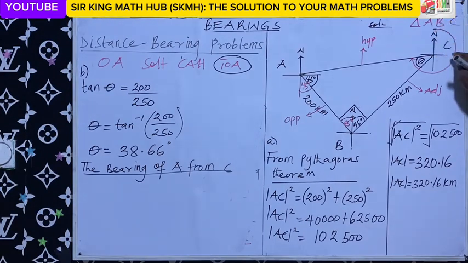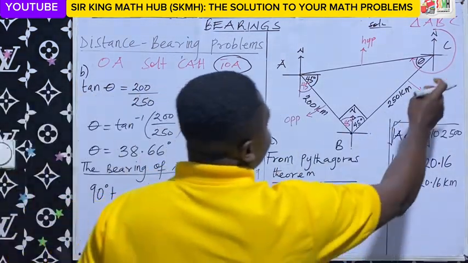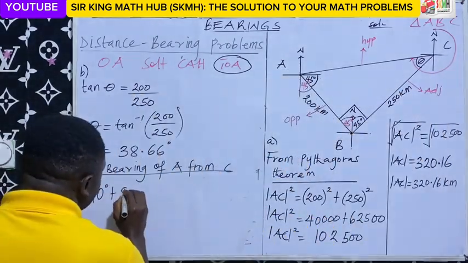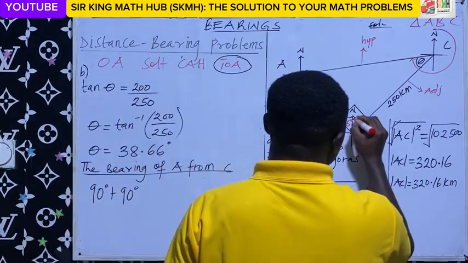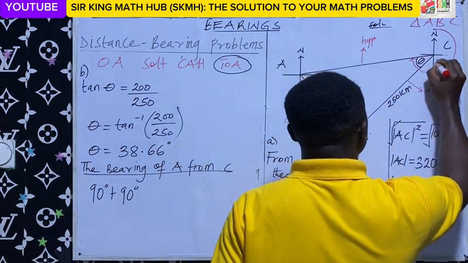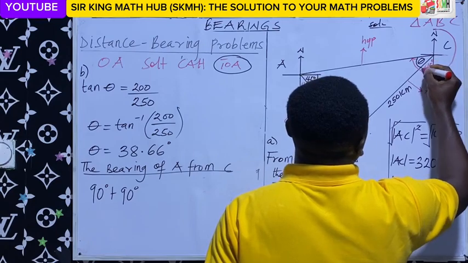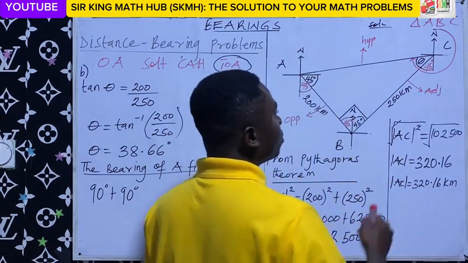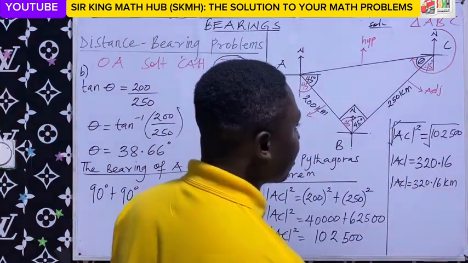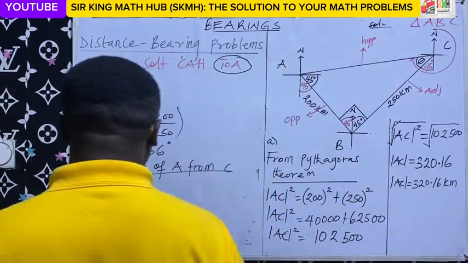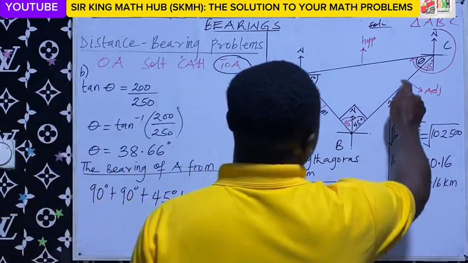From the geographical north to the east, that angle measures 90 degrees. From east to south, 90 degrees. What angle is here? If this angle here measures 45 degrees, then obviously this angle will also measure 45 degrees, because these two angles are alternating, and alternating angles are equal. So here is also 45 degrees, plus the angle theta.